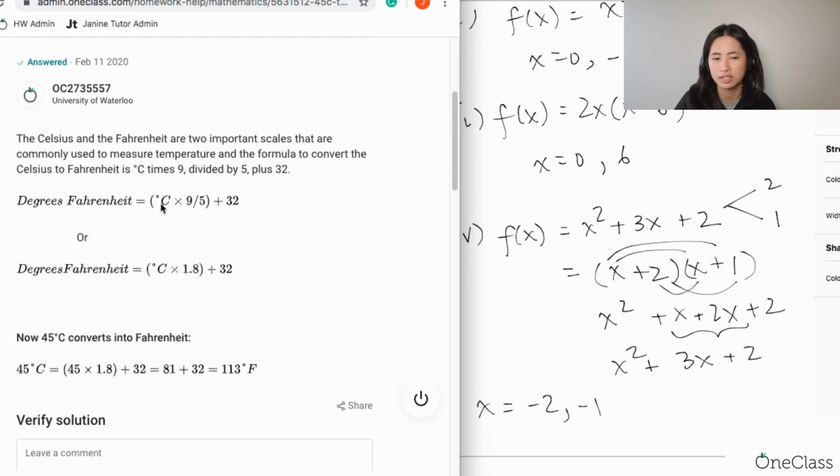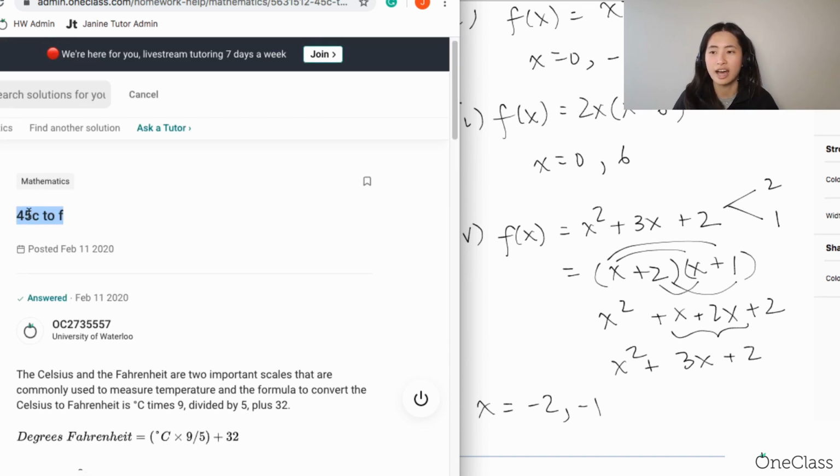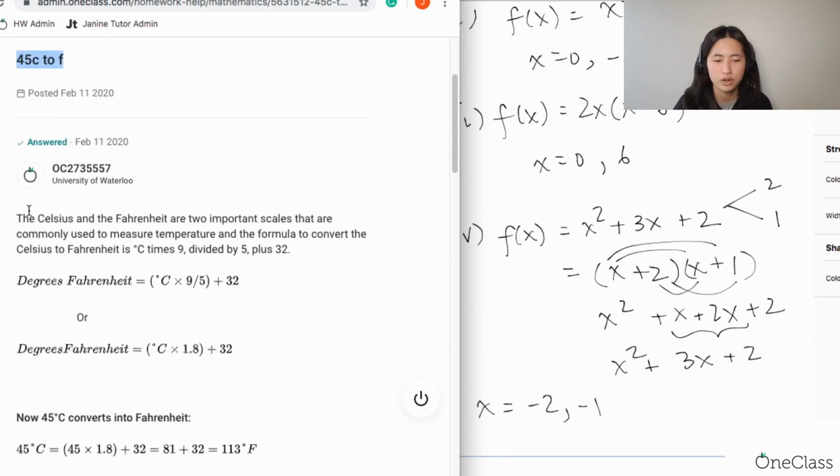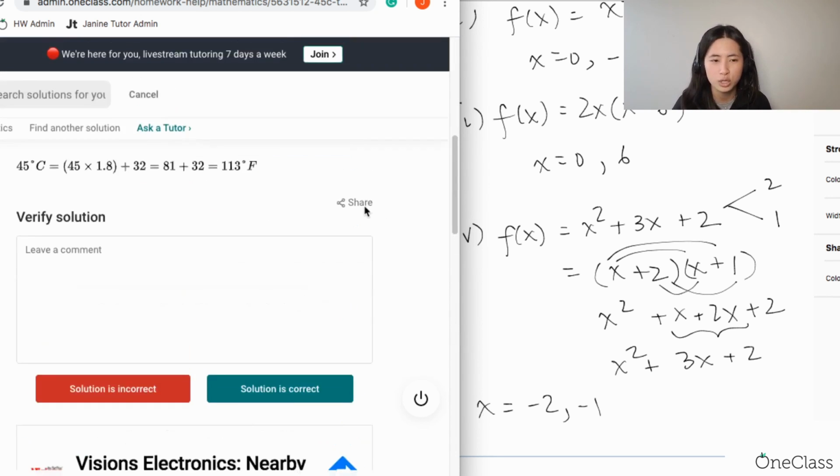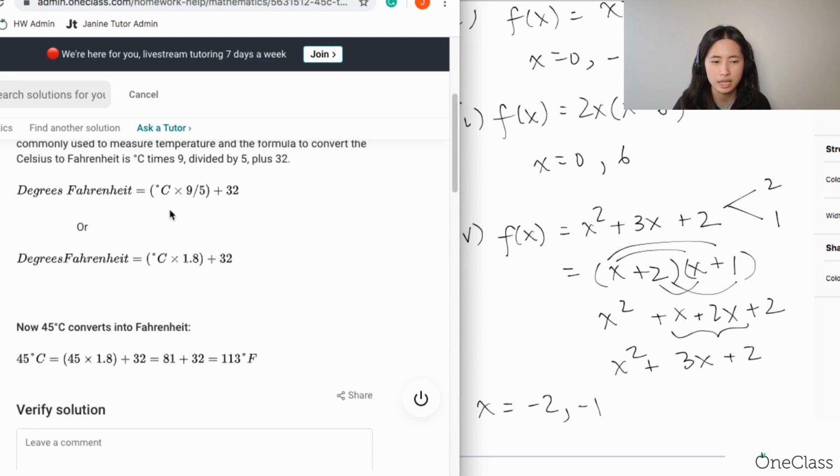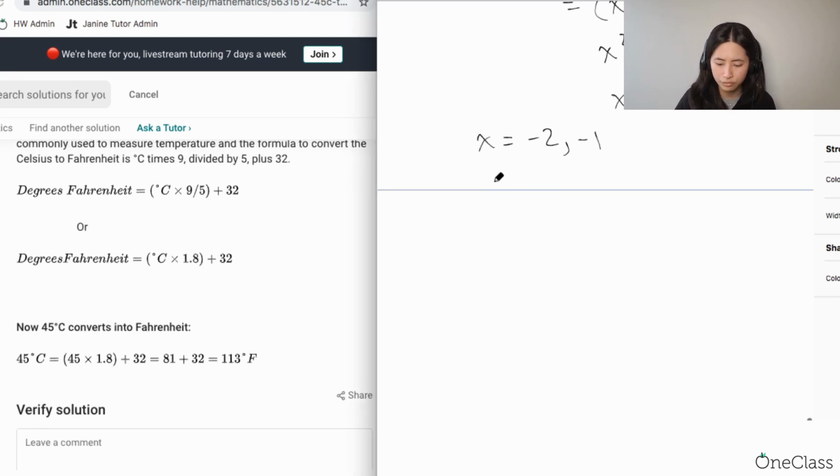So if you do have degrees Celsius, which is what they have shown us, so you have 45 degrees Celsius, you need to convert this into Fahrenheit. So you can actually use any of these formulas. Maybe we can just use the one that's presented. So the first one, actually let's use the second one, right? But they're both equally acceptable, so you can pick either. So you have 45 degrees Celsius. You need to convert this into Fahrenheit.